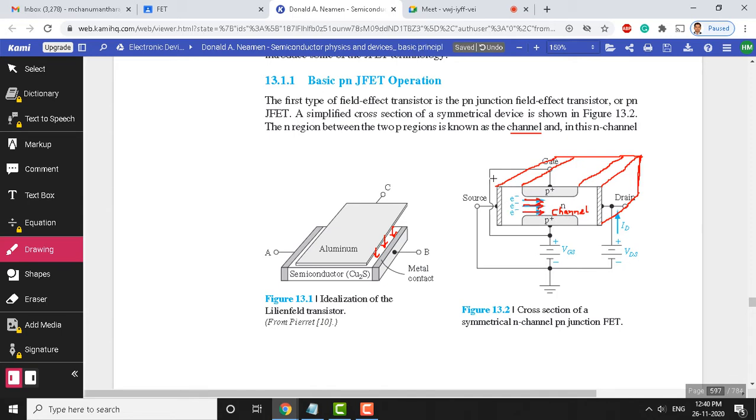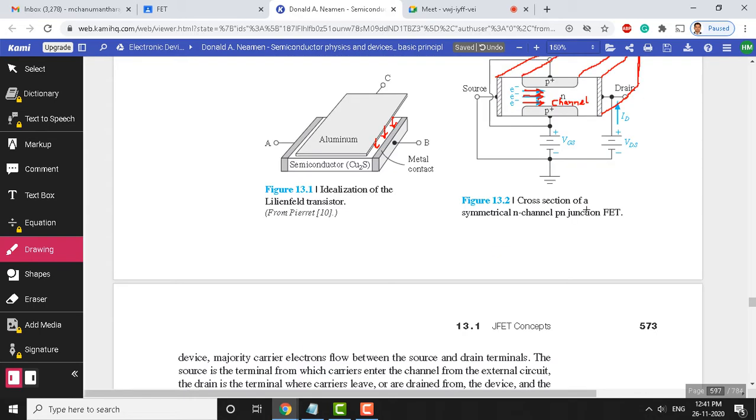And there are two p regions, you can see that these are the two p regions serving like a gate here, and in this channel the majority carriers will move from the source terminal to the drain terminal. So, here at one end we have the source, the left side of what you are seeing here, the source terminal.